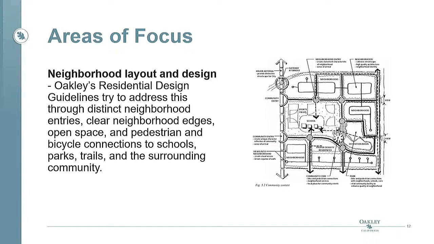There are areas of focus in the residential design guidelines. Neighborhood layout and design is what you first see when you open them up. They try to address this through distinct neighborhood entries, clear neighborhood edges, open space, and pedestrian and bicycle connection to schools, parks, trails, and the surrounding community.